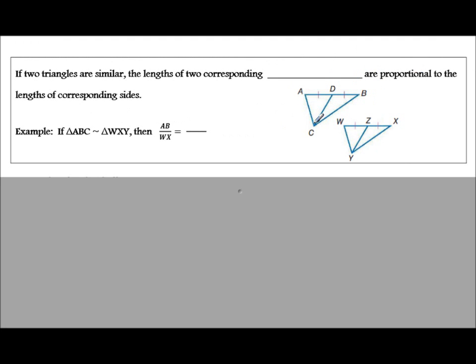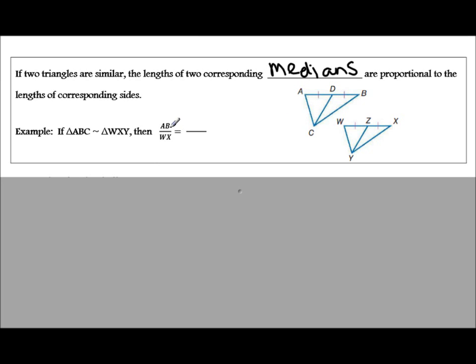Okay, remember what this is called. We have a vertex to an opposite side at the opposite side's midpoint. Remember, those are called medians. If you have two similar triangles, then their corresponding medians are going to be proportional to the corresponding sides. So right here we're told that these two triangles are similar.